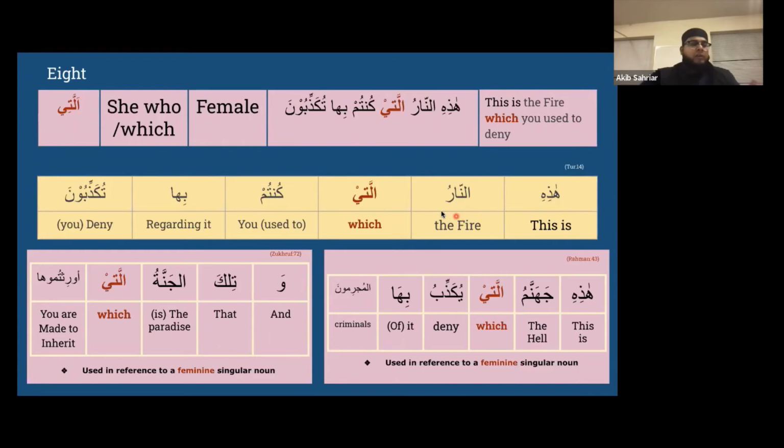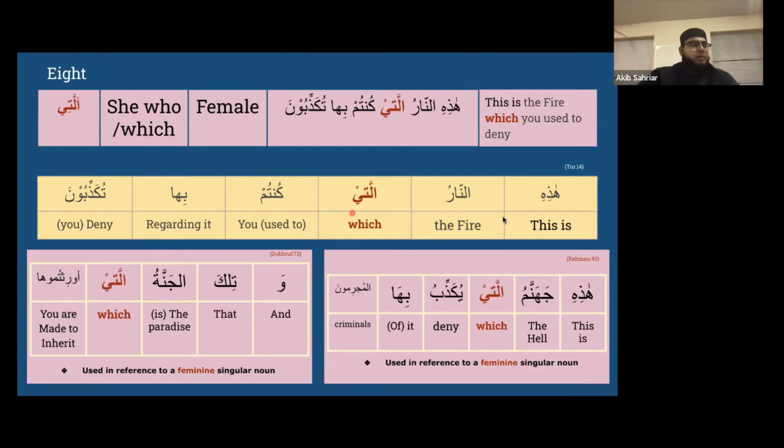So this is the fire, allati, which kuntum, you used to, biha, regarding it, meaning regarding the fire, tukadhibun, deny. They used to deny the hereafter, deny Jahannam and Jannah, and they wouldn't believe in that. So because they denied it, Allah subhanahu wa ta'ala is now showing them on the day of judgment: this is the fire that you denied. This right here next to you, the one you're going to get thrown into, is the fire that you denied.